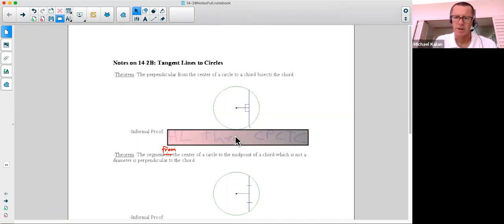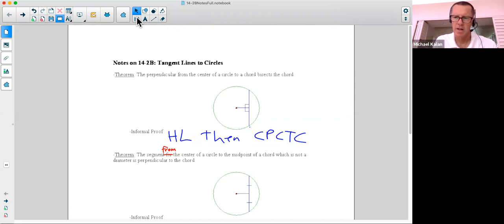So the informal proof here is HL, then CPCTC, right? Because if we draw in radii, what do we know about radii? They are all congruent, right? So we know that's congruent to that, and we know this leg is congruent to itself. So then we have HL and CPCTC, which means that this and this are congruent, which means this bisects the chord. Okay, lovely.